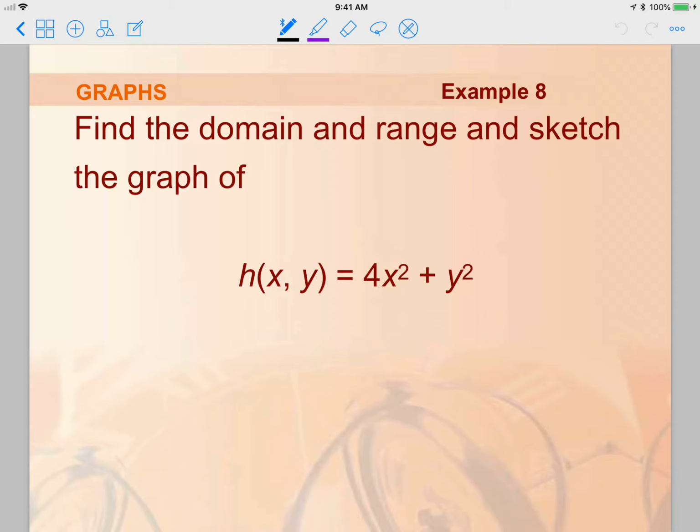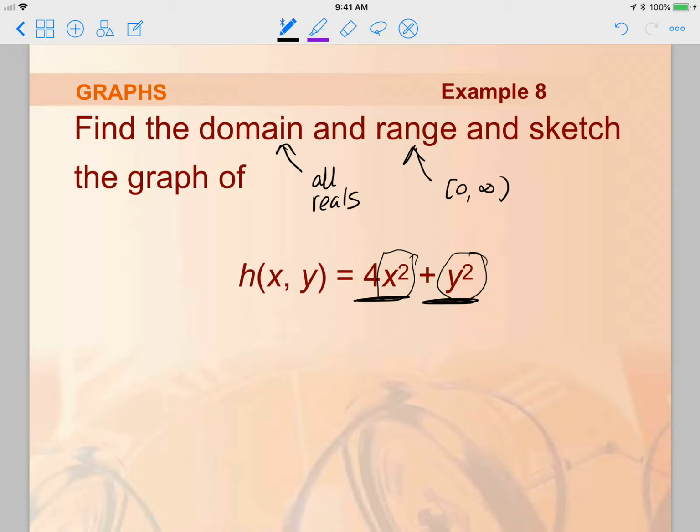Okay. Find the domain and range. So for the domain, x can be anything and y can be anything. So we don't have any restrictions, because we're not taking the square root, we're not dividing. So the domain is going to be all reals. And for the range, you'll never get a negative number, because 4x squared plus y squared can never be negative, right? Because y squared is non-negative and x squared is non-negative. So the range is going to be from 0 to infinity. You could get 0, which is when x and y are both equal to 0.